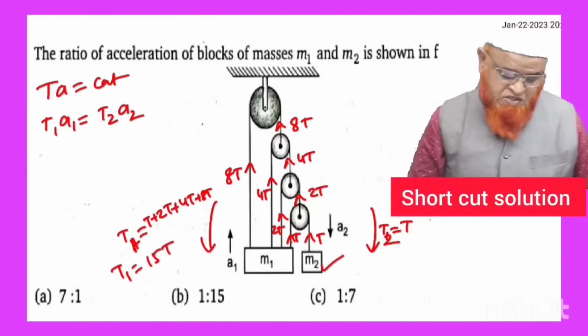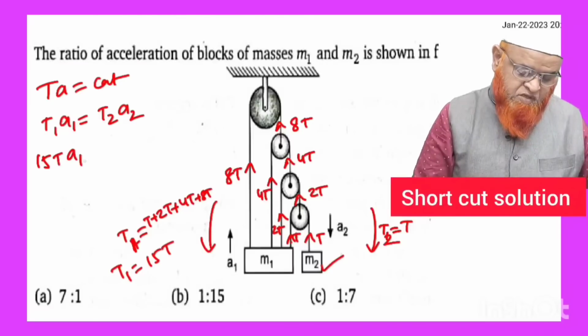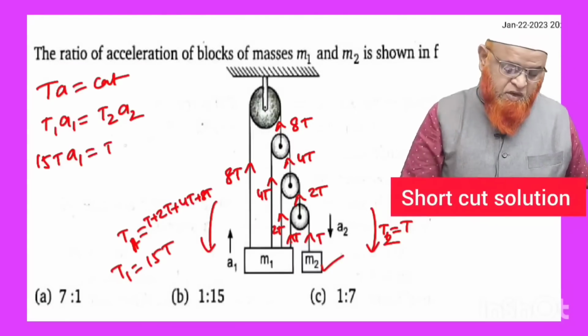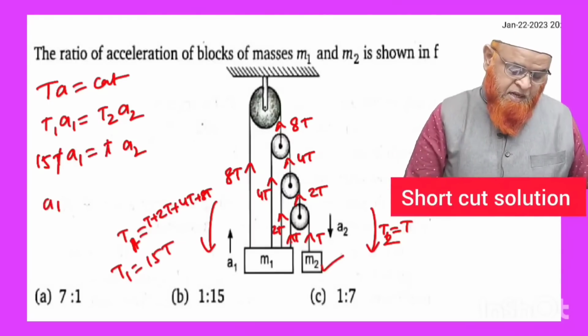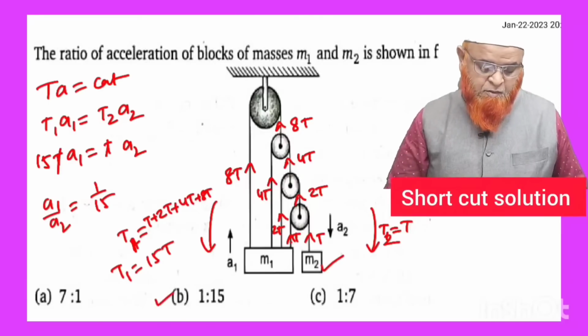So anyhow, T1 is considered as 15T, which is taken as A1, and T2 is taken as only T, that is taken as A2 here. Okay, so here TT gets cancelled. You can write A1 by A2 is going to be 1 by 15. So therefore your correct option is B.